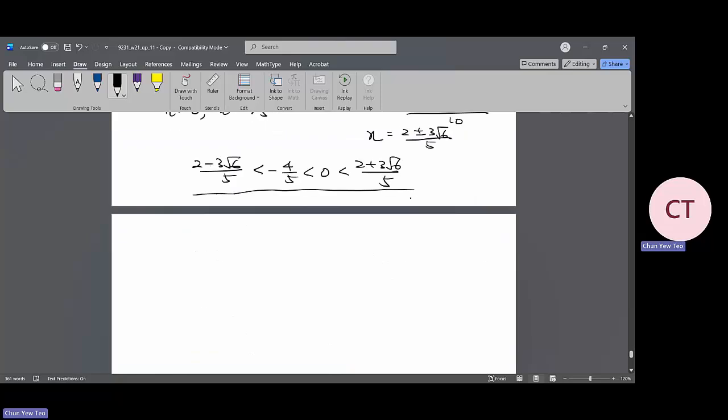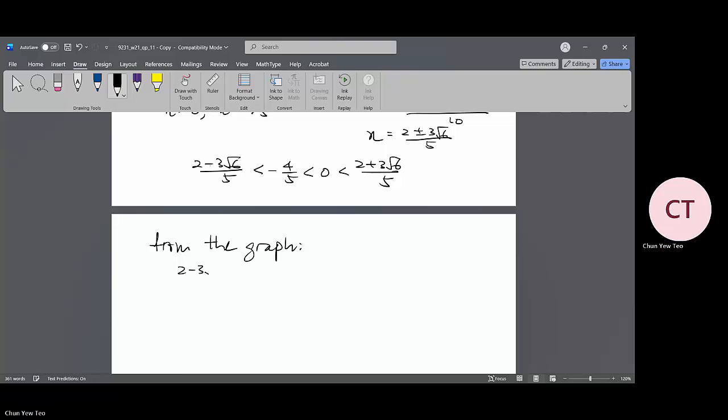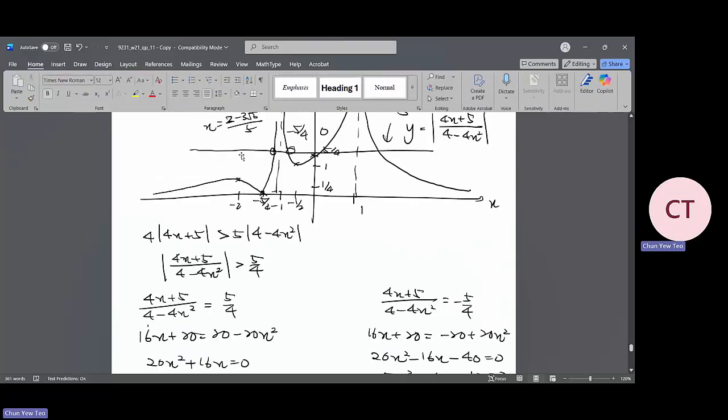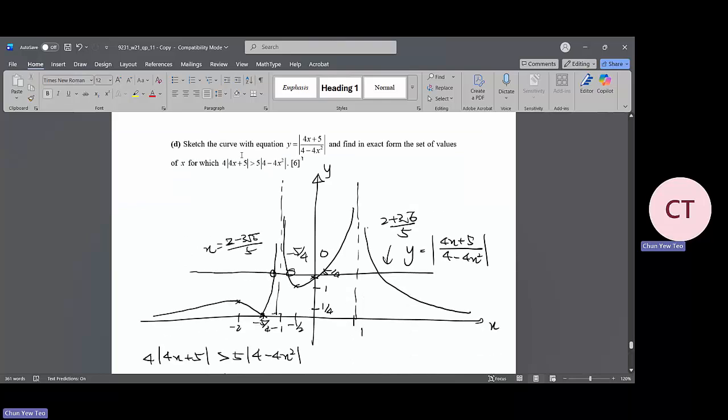So from here, you can see the answer from the graph. Your answer will be here, like this and like this. Okay, done. This will be your answer for question number 7D. And this will be the last question for this paper.